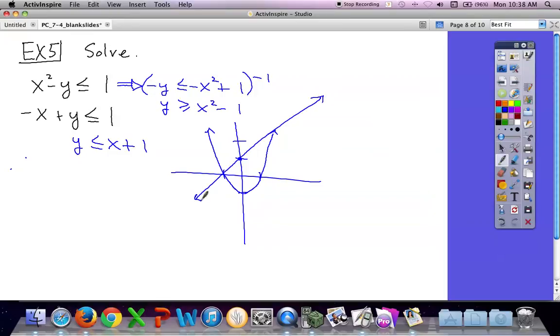Now, I didn't do the shading. This y greater than or equal to x squared minus 1, should I have shaded above or below? Above, right? It should have been actually everywhere inside this parabola would have had shading. Okay, and what about this one? Would I have shaded above or below that straight line? Below, because it's less than. So it's actually on this side.